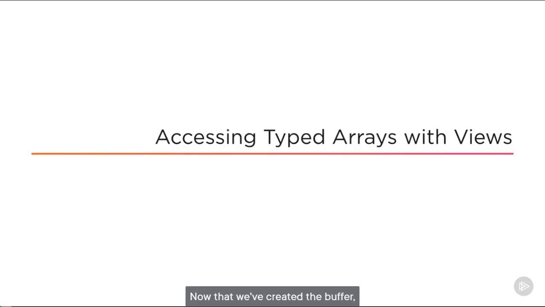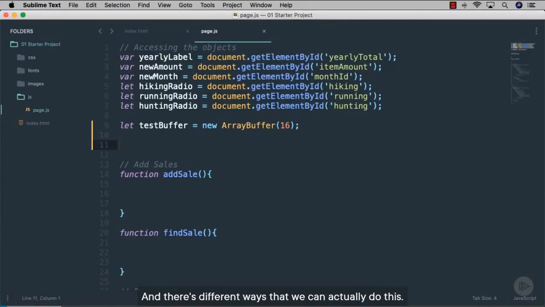Now that we've created the buffer, we're going to go ahead and actually create the views so we can access the data and update the data. And there's different ways that we can actually do this. So I'm going into the code and we're going to explore a couple different ways. So let's just go ahead and create our data here.